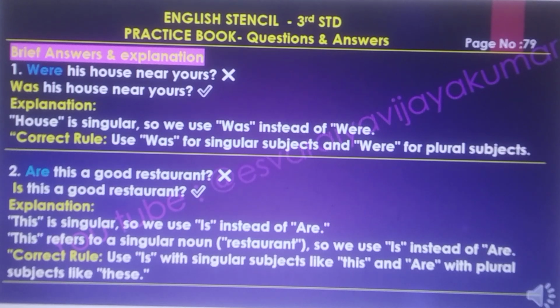The brief answer and the explanations of these questions. Was his house near yours? Actually, it was: was his house near yours. Explanation: house is singular, so we use was instead of were. The correct rule: use was with singular subjects and were with plural subjects.